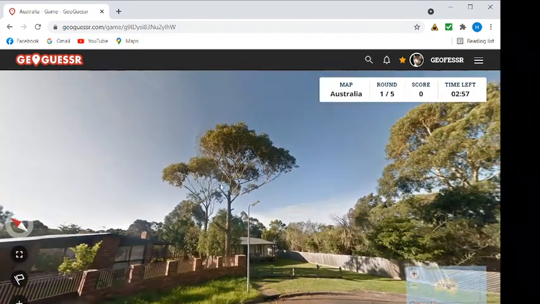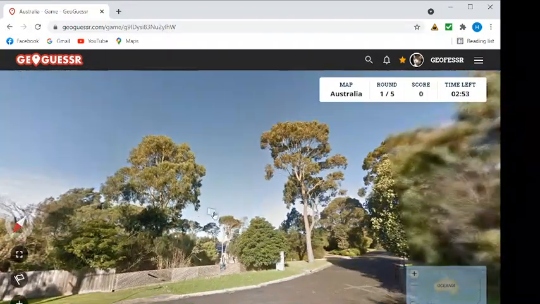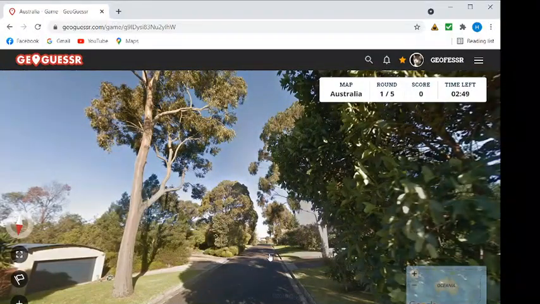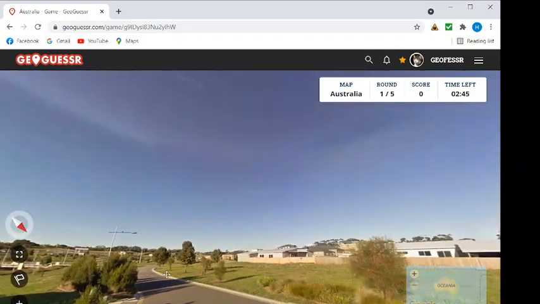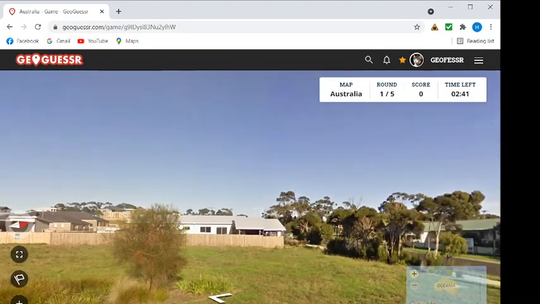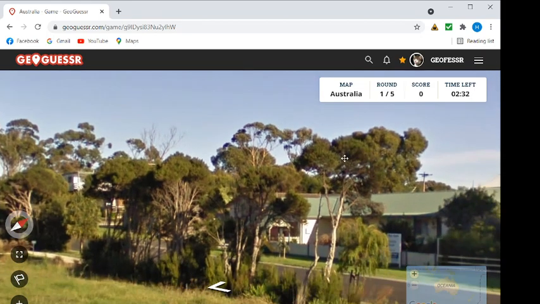Okay. That's a very Australian tree. An important thing in GeoGuessr is to be able to recognize Australia and New Zealand from botany. It's one of the easier things to do from landscapes. Australia has what I've heard referred to as broccoli trees. These things.